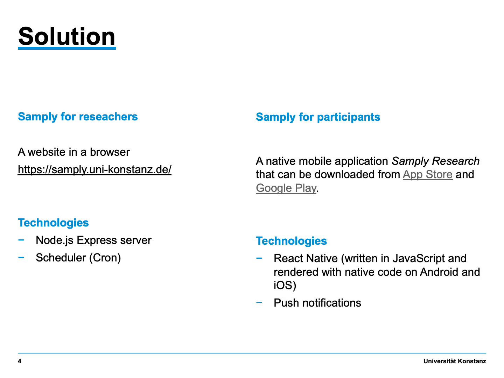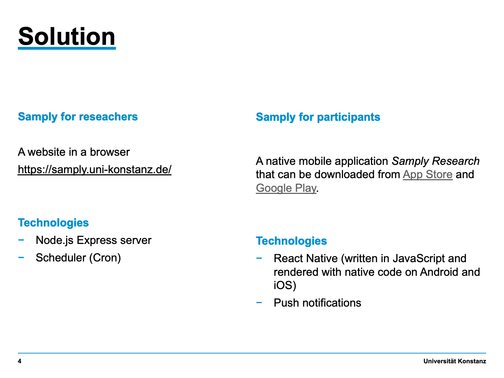The second part of the project is a native mobile application that can be downloaded from the App Store or Google Play. To solve the problem of different languages on two platforms, we use the React Native framework. React Native is written in JavaScript, but can be rendered in the native code of each platform. On top of that, we use push notifications to deliver messages to participants.